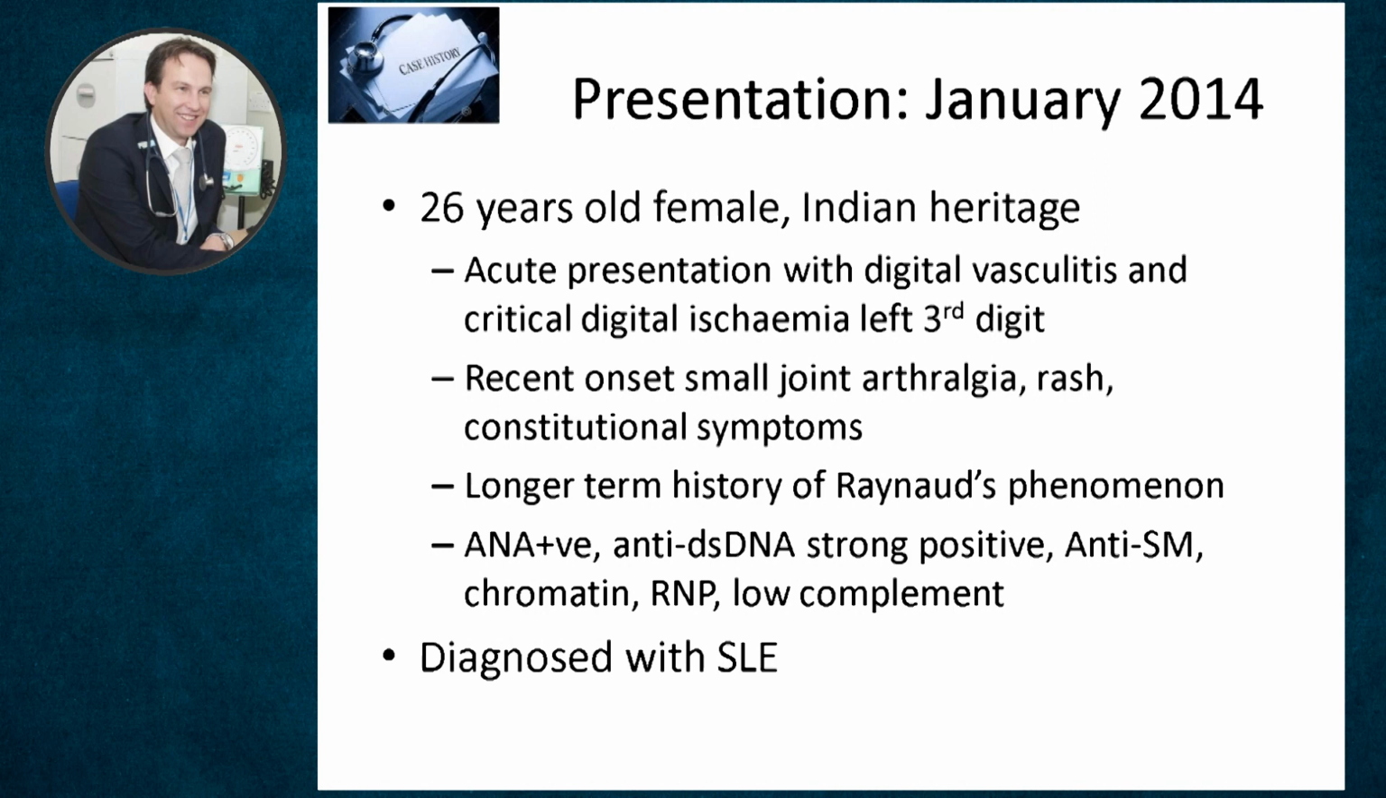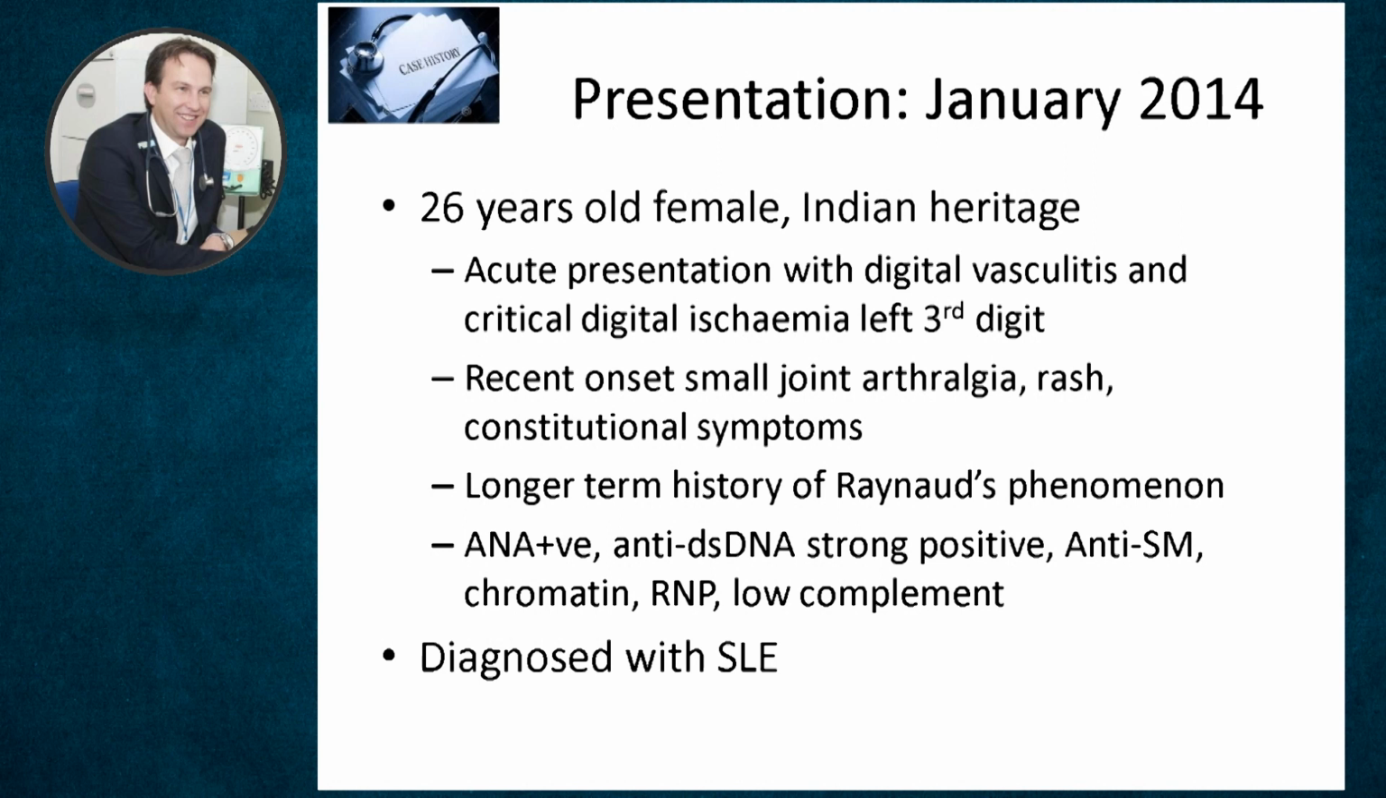So the first introduction to our patient is in January 2014, when a 26-year-old female of Indian heritage presented to a hospital nearby with an acute digital vasculitis with critical ischemia of the left third digit. In the few weeks before this, she'd had onset of small joint arthralgia, rash to the face, and constitutional symptoms of tiredness and fatigue. She actually presented with a longer-term history of Raynaud's phenomenon that hadn't caused complications, and was noted on admission to have a positive ANA, strongly positive anti-dsDNA, but also more broadly positive ENA profile with Sm, chromatin, RNP antibodies and a low complement.